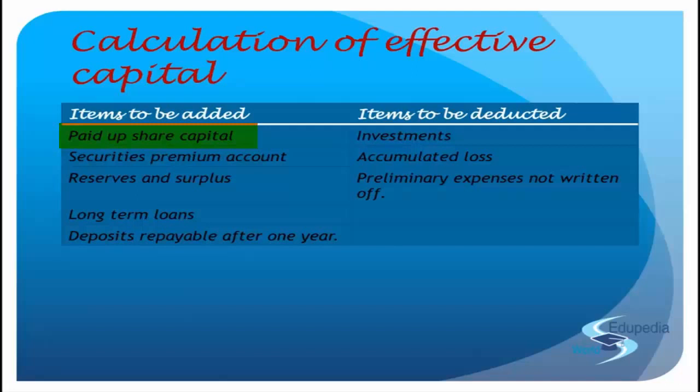So how do you account for your capital? The number of shares you have sold and received the money for completely is your effective capital. When we talk about the securities premium account, it is the totality that we have discussed.